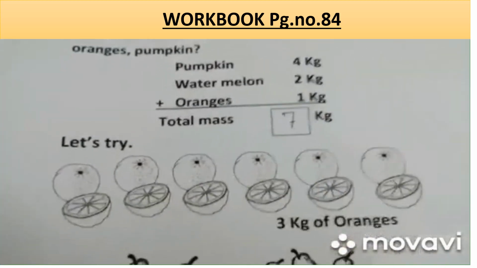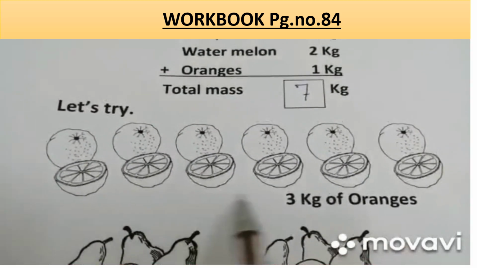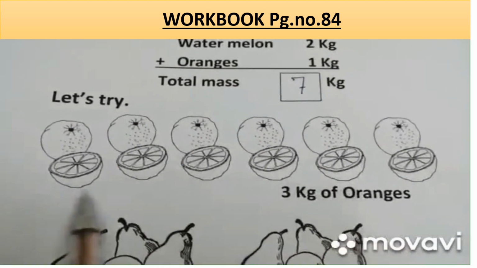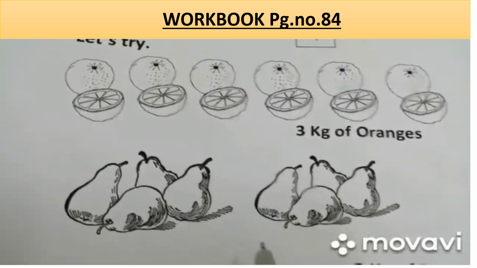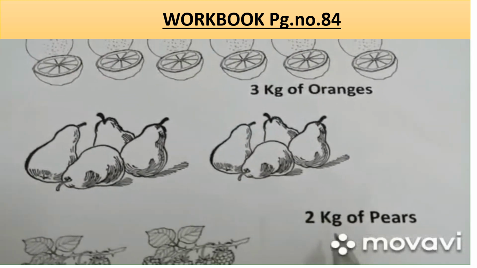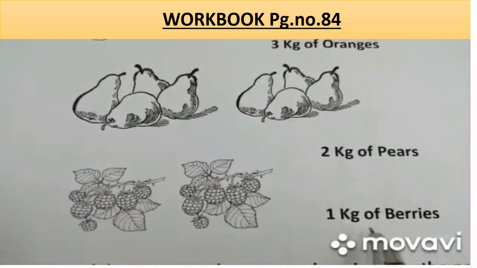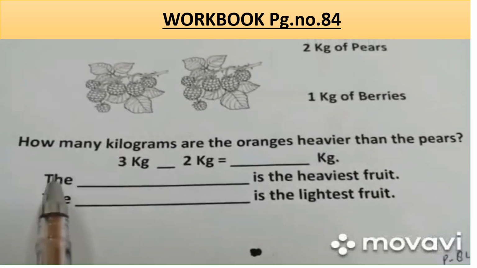Now let's try. See, there are some fruits here. What is this? These are some oranges. What is the weight of oranges? 3 kg of oranges. Now what is the next one? These are some pears. What is the weight of these pears? 2 kg of pears. What is this? These are some berries. What is the weight of this? 1 kg of berries.